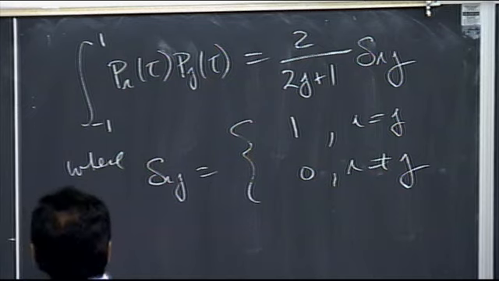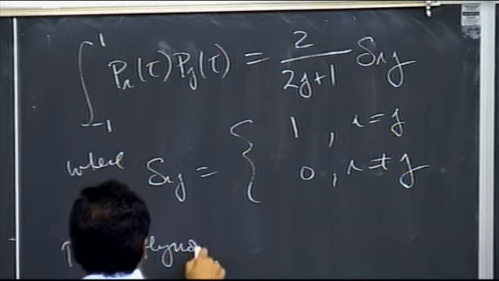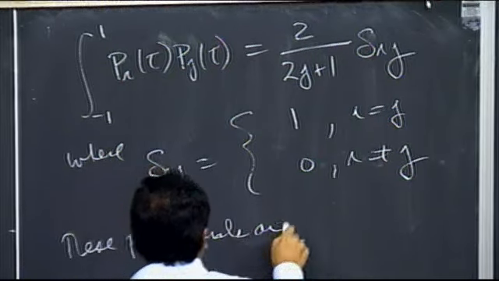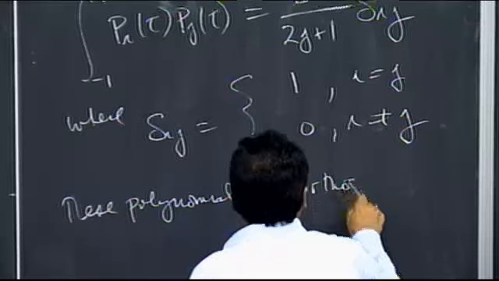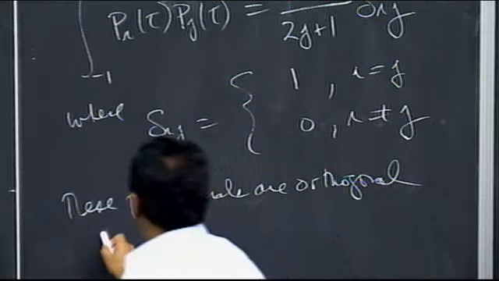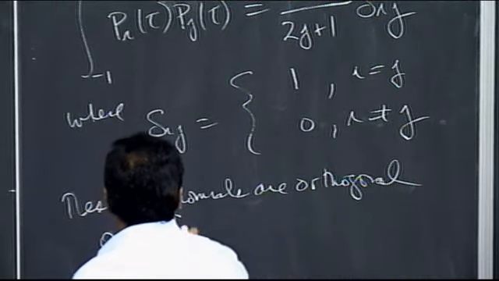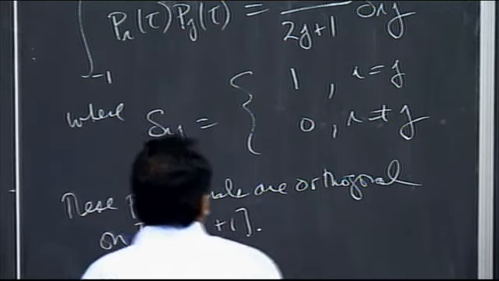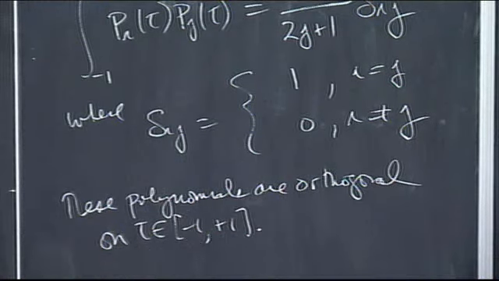So that means that these polynomials are orthogonal on tau in minus 1 to plus 1. So that's the first thing that I want to talk about, okay, Legendre polynomials.